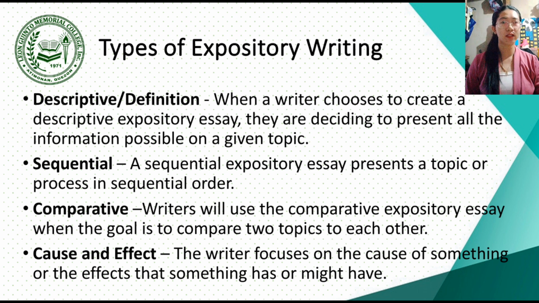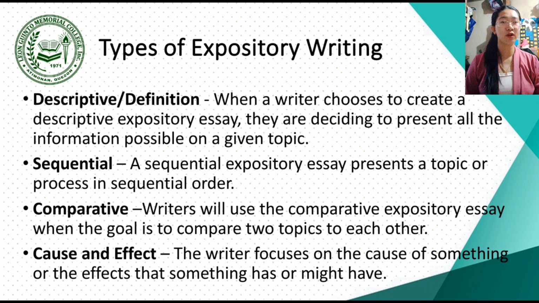The second one is the sequential. A sequential expository essay presents a topic or process in sequential order. When a writer chooses this type of expository writing, they are usually exploring a process like steps to manufacturing or direction to build something. Sometimes it can be used to describe a sequence of events on a timeline.